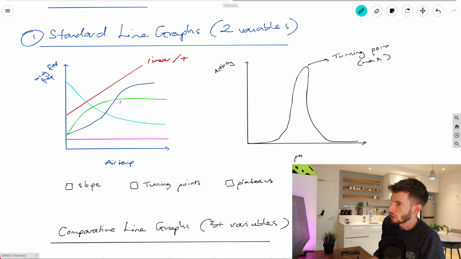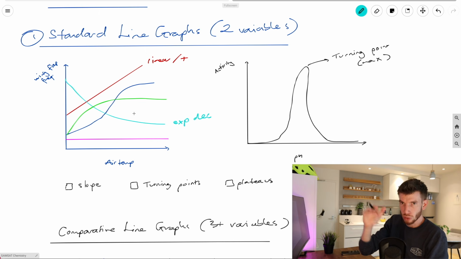So the light blue one says that the wing flap frequency for this particular species is very high, and then as temperature goes down, it actually drops off. It decays exponentially as well. So this is exponential decay. Therefore we can assume that as air temperature increases, the drop in wing flap frequency is less and less each time, because we understand how exponential decay works. So it's often recognition of the shape itself and understanding the mathematical relationships from a qualitative perspective.